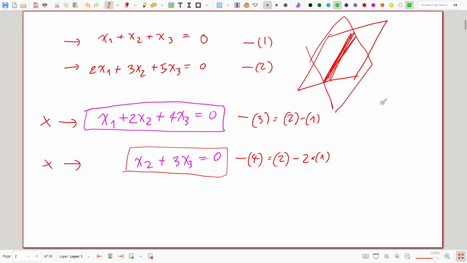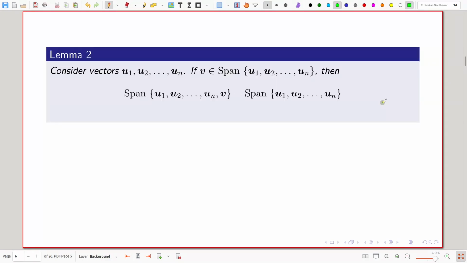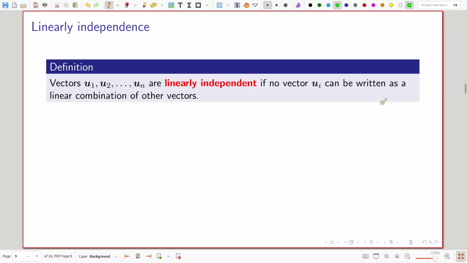All right. People don't say that equations are linearly independent. I used it in the wrong sense of the word, but when you just look at the coefficient vectors, they are not linearly independent. Okay. So let's see the definition. We say that vectors u1 up to un are linearly independent if no vector can be written as a linear combination of the other vectors. That is, you cannot create any of the vectors out of the rest.